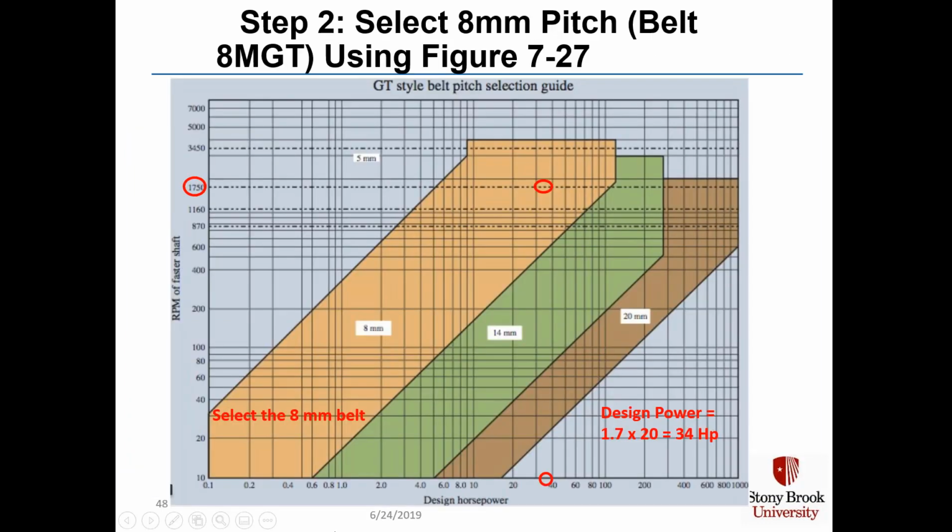We select the 8mm pitch belt, part number 8MGT, using figure 7-27. That stems from the 34 horsepower coordinate on the x-axis and a 1750 RPM coordinate on the y-axis, which corresponds to the speed of the larger shaft and the speed of our motor. These coordinates intersect in the yellow-colored region for the 8mm belt.